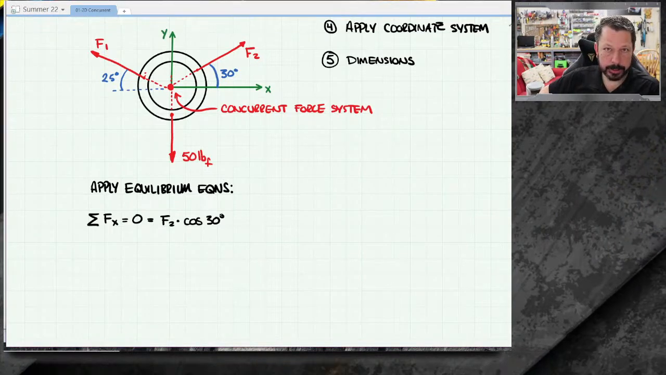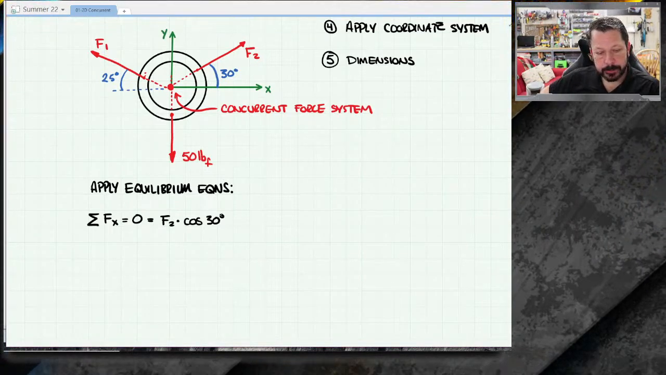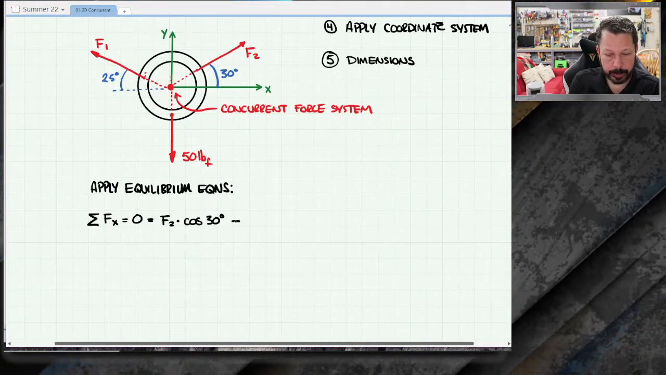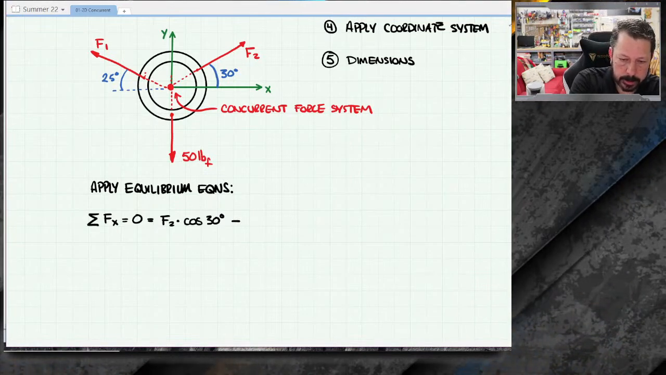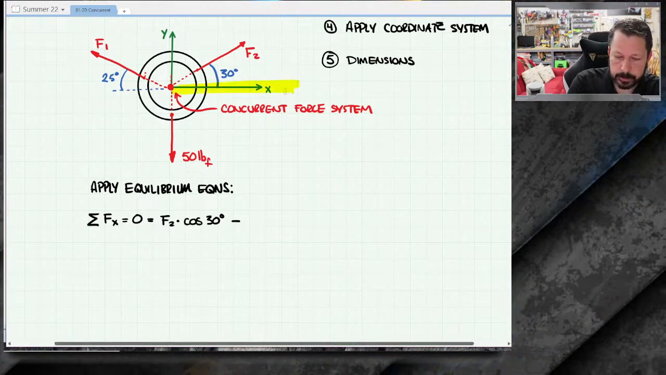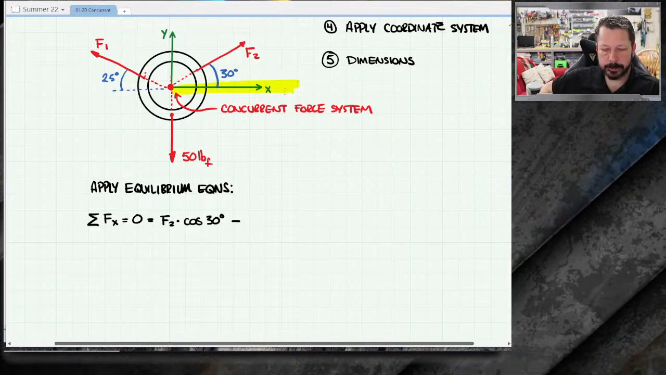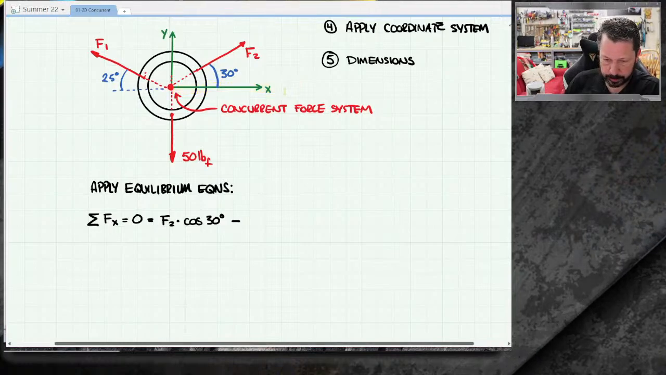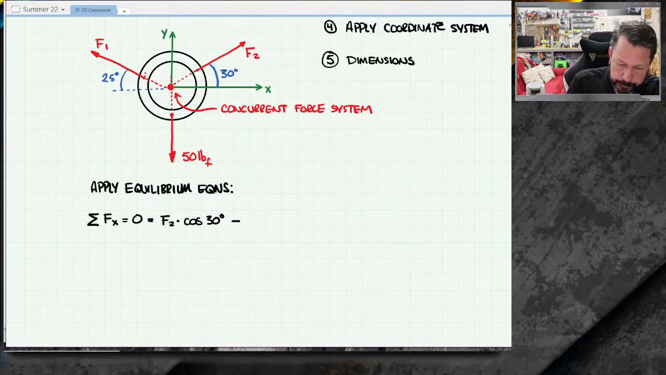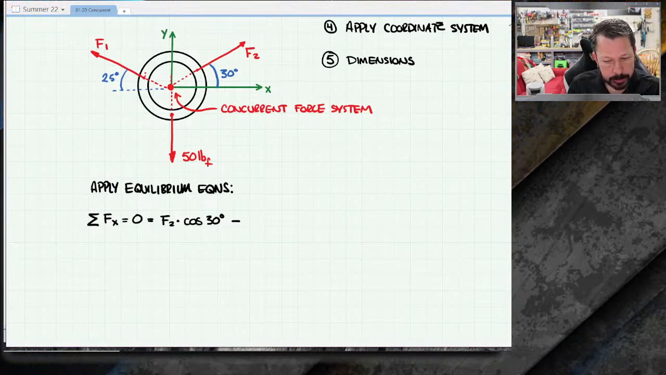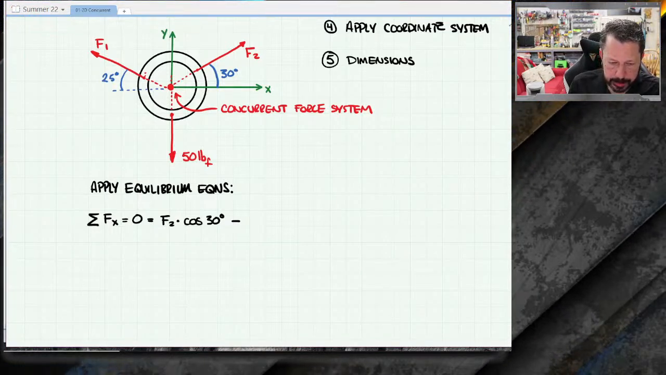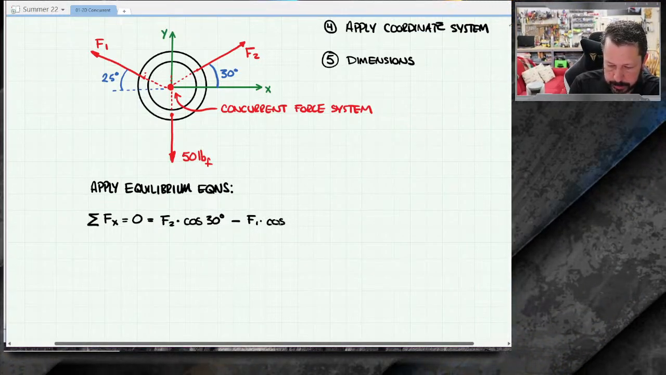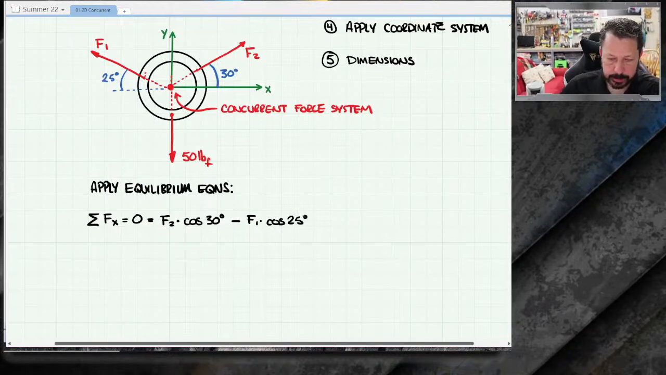Minus, because I'm looking at F1 now, F1 is pointing to the left. When I drew my coordinate system, this arrow here says that X is positive when it points to the right. So if it points to the left, then it's negative. So minus. Now this one is where you've got to be careful. I have F1 times the cosine of 25 degrees.